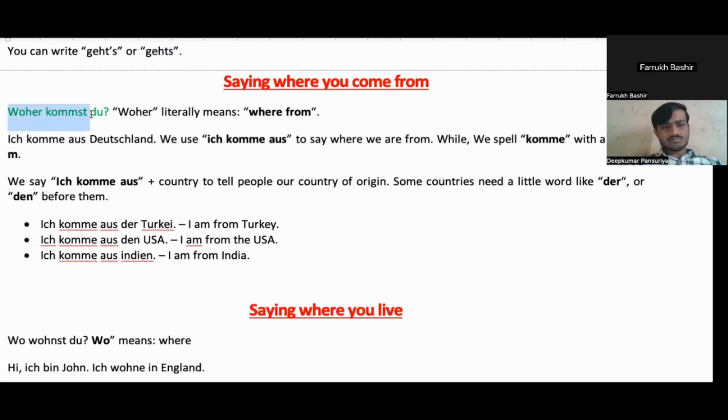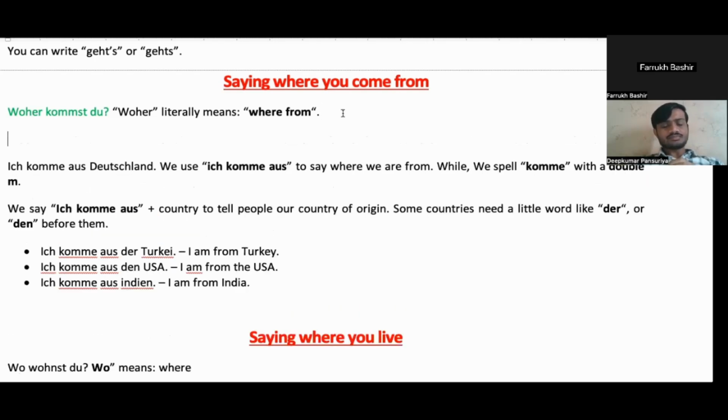Next we have where you come from. So I have used here woher kommst du? Where are you from? This is an informal way. In German, there are many informal and formal questions. In English, I think we don't have that formality. In my language, Urdu, we also have formal and informal ways. But in English, we don't have. In German, we have. In Swedish, I think we don't have that formality. Woher kommen Sie? So this is where are you from? Woher kommst du?